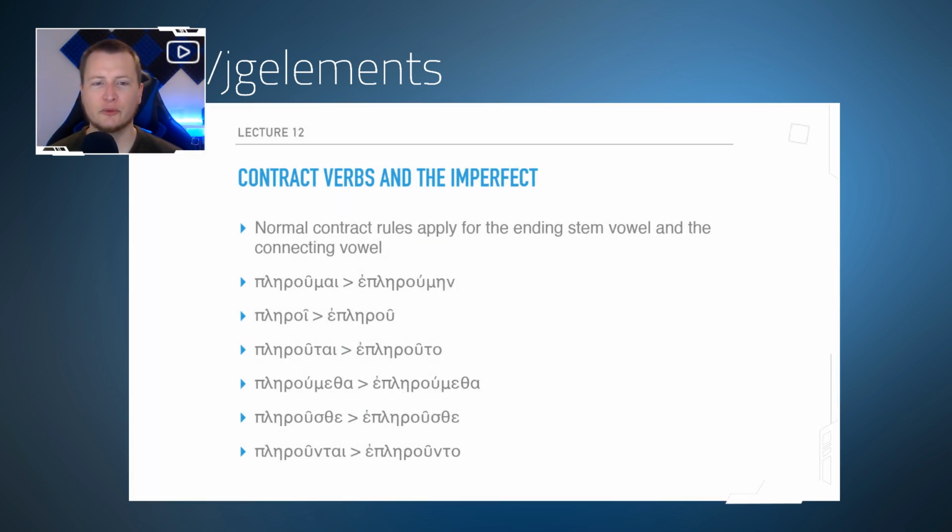In the middle passive, we have eplerumin, epleru, epleruto, eplerumetha, epleruste, eplerunto. Boom.